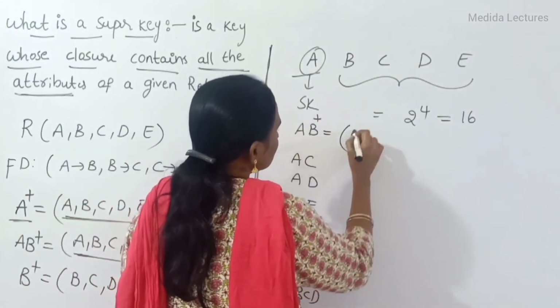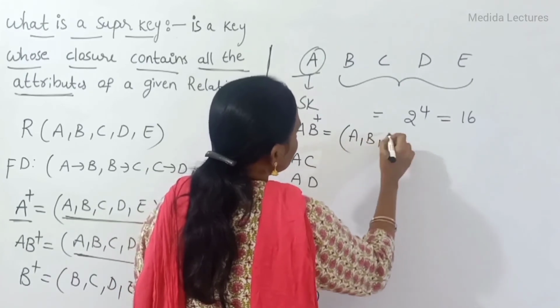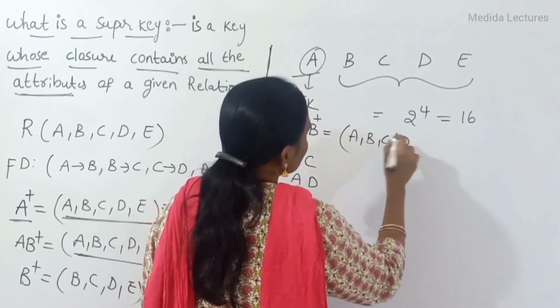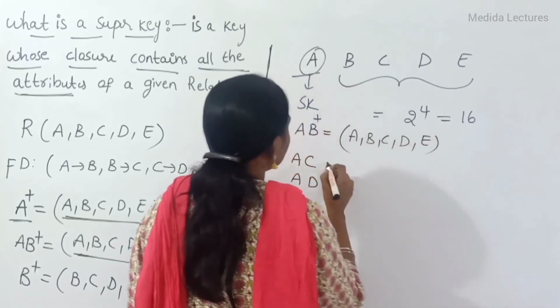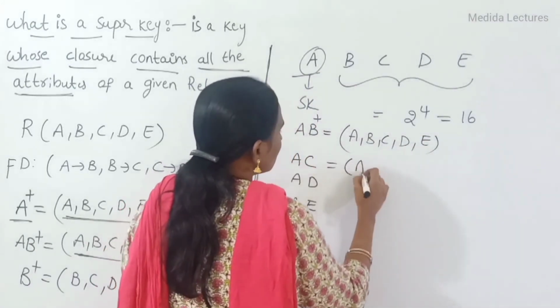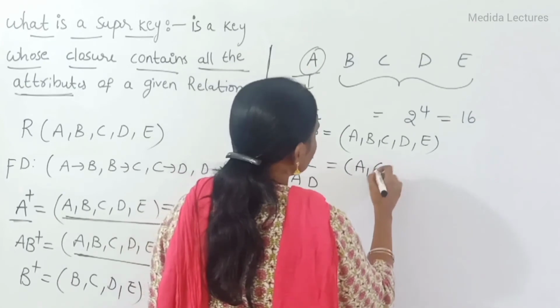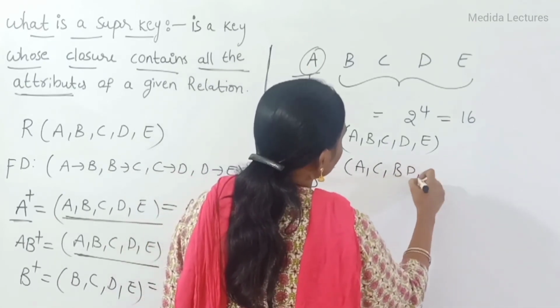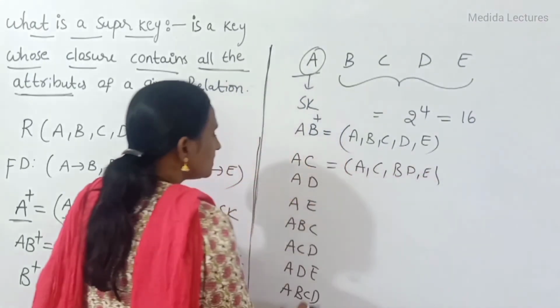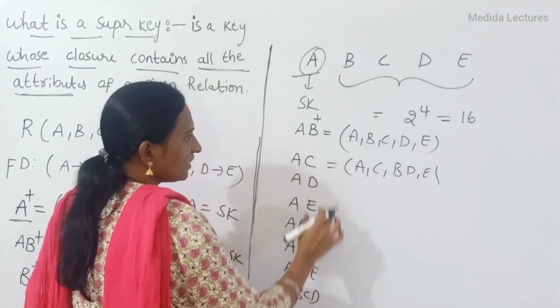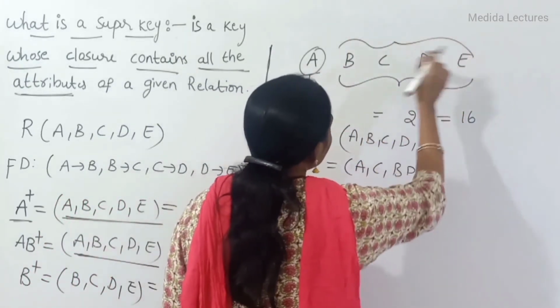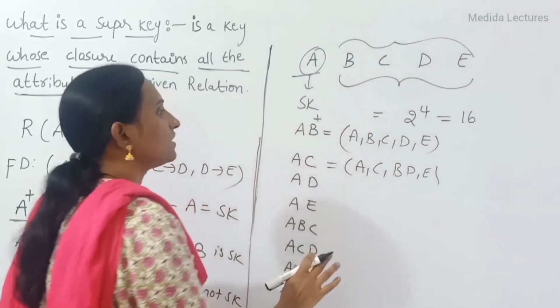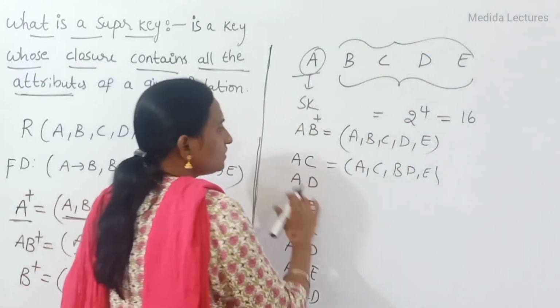Now check, is AB a super key or not? AB is a super key. If you have B, then you can determine C. If you have C, then you can determine D. If you have D, then you can determine E. Now check, is AC a super key or not? AC is a super key. AC, B, D, E, all these combinations must be a super key. Why? Because if A is a super key, then the combination with remaining attributes would be a super key. No need to check again.